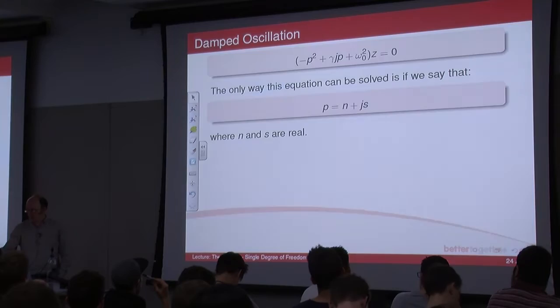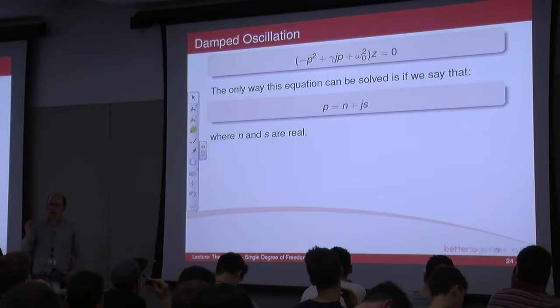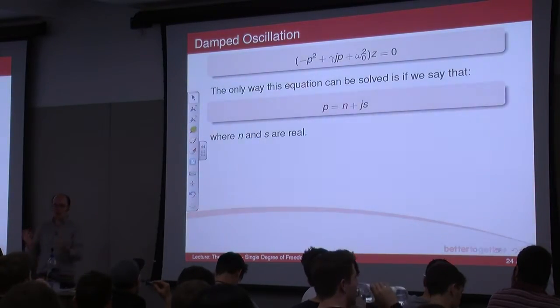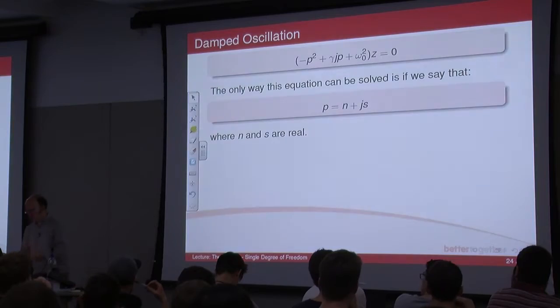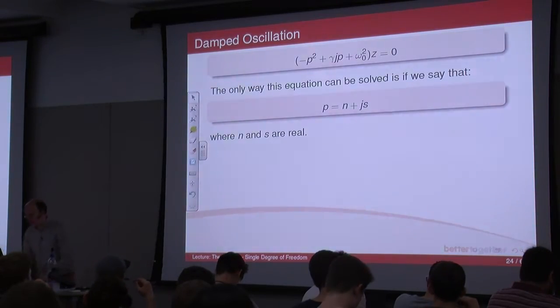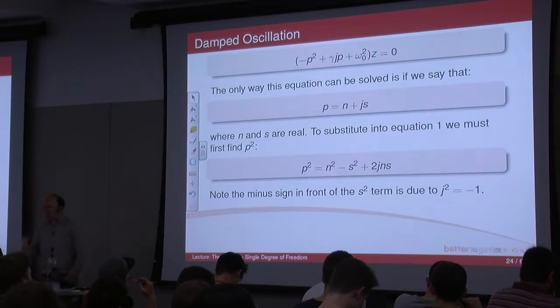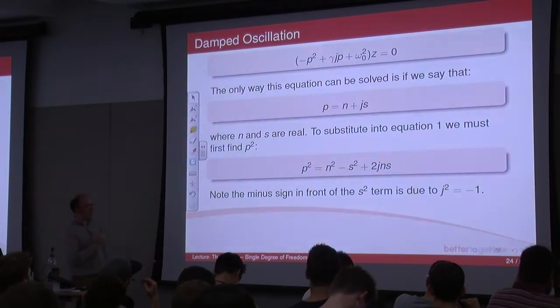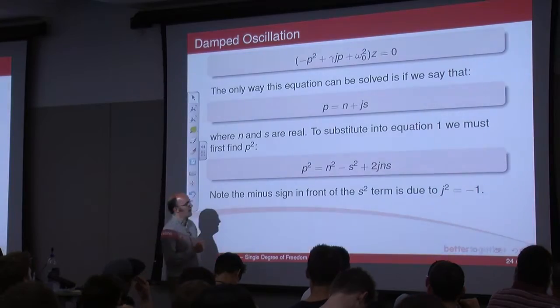Therefore, we've got a solution here that we can't seem to solve. But if you make p a complex number, we can solve it. And so that's what we've done. p equals n plus js. Again, n and s are just terms we've been using. They'll disappear in a minute. So we make the substitution in there. So obviously p squared is n squared minus s squared plus 2jns.